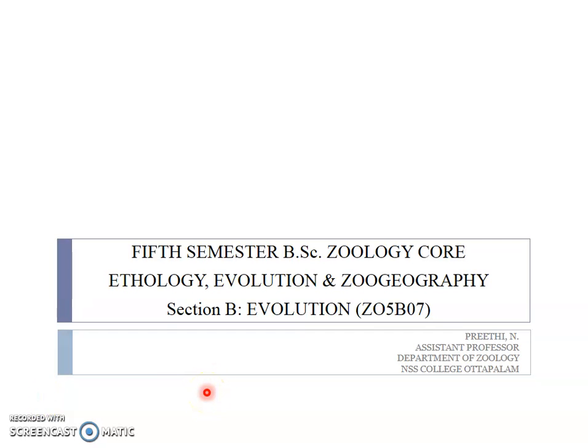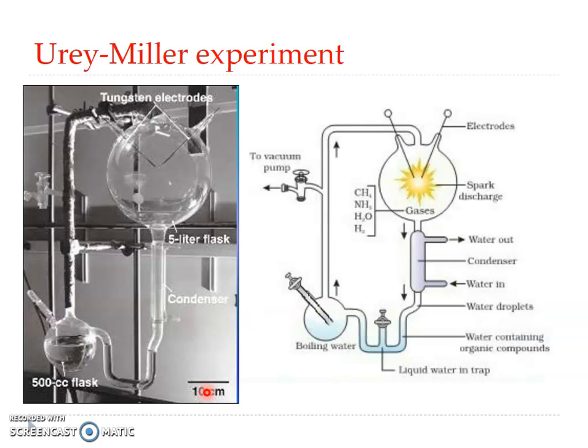Welcome back to the next session in 5th semester BSc Zoology core course paper, Ethology, Evolution, and Zoography, where we are discussing evolution. This is regarding the experimental evidences in favor of the biochemical origin of life, and the first and the most important one among them was the one conducted by Urey and Miller. Most of this section you may have already learned in your previous classes. So you're already familiar with the Urey and Miller experiment, isn't it?